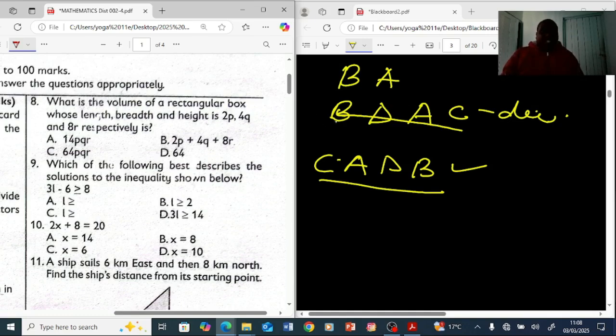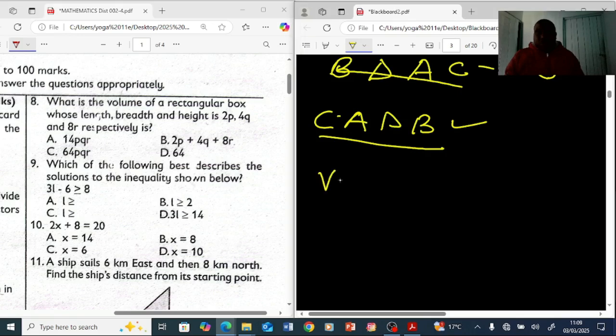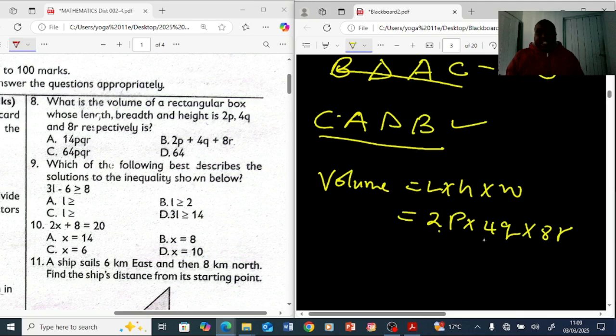What is the volume of a rectangular box whose length, breadth, and height is this respectively? We know the volume of a rectangular box is equal to length times height times width. So that one will be 2p times 4q times 8r. 4 times 2, 8. 8 times 8, 64. So we have 64pqr. So 64pqr is our volume.